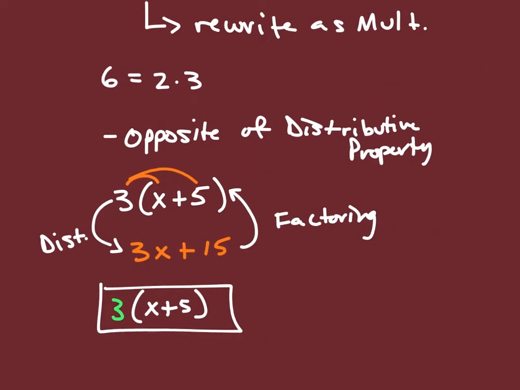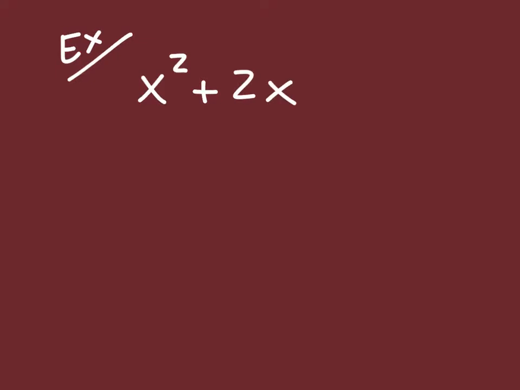Let's take a look at another example here. Let's say that you had x squared plus 2x, and you want to factor this. That's what you're being asked to do. Well, a common factor that you can pull out is your variable x. The technical way to go about this is to say this is really x times x plus 2 times x.